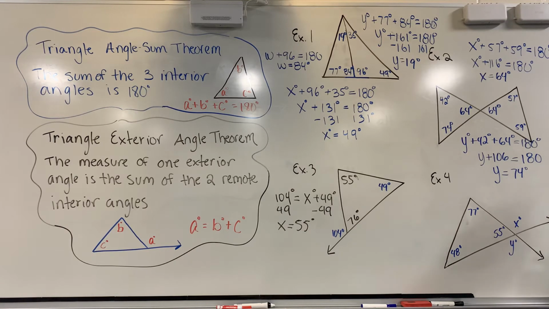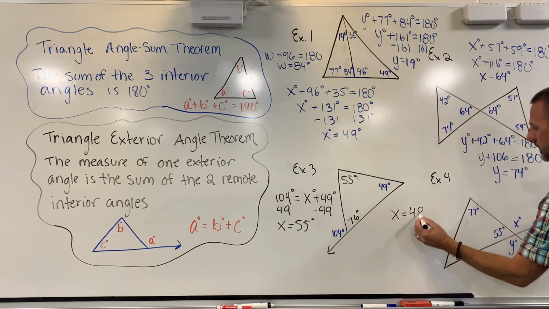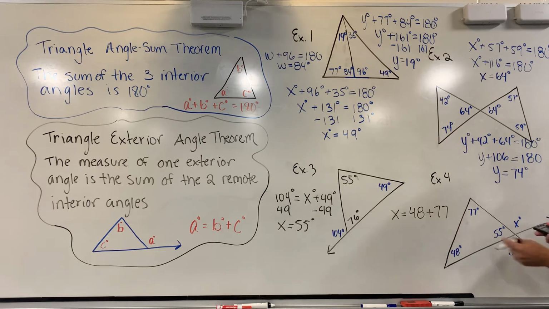Okay, last one. If I had to work this problem out, I've got a couple of ways to do this. I'm trying to figure out x and y, and the rule is that, for example, x is a remote interior angle. X should be the sum of 48 and 77. So let's see what happens there. X is equal to 48 plus 77. All right, 48 plus 77 gives me 125.